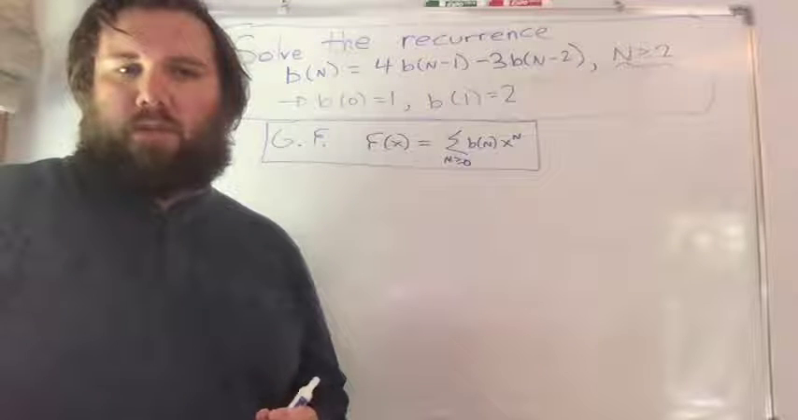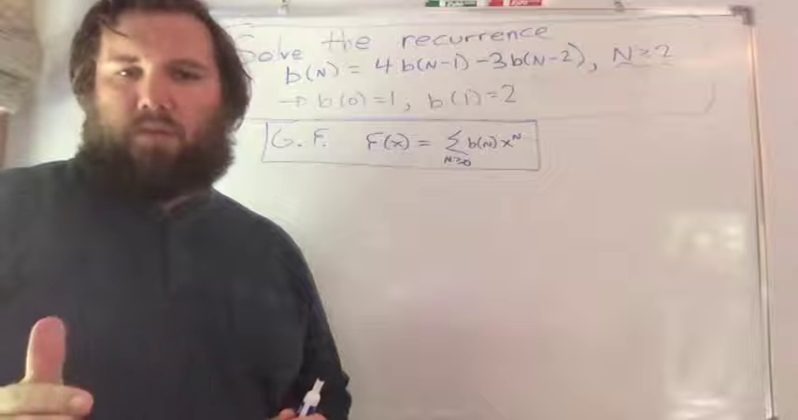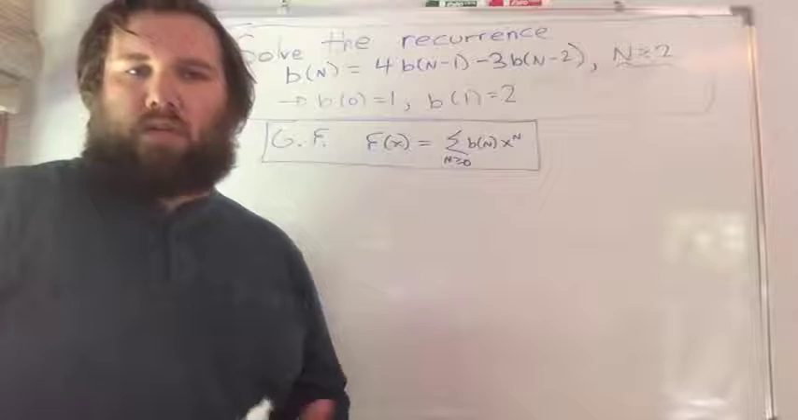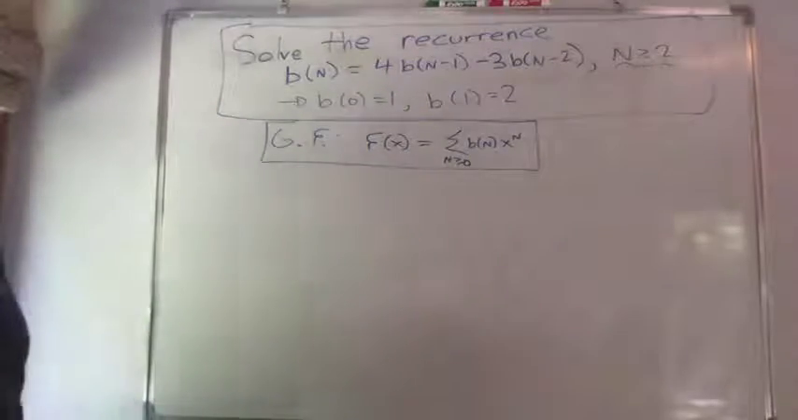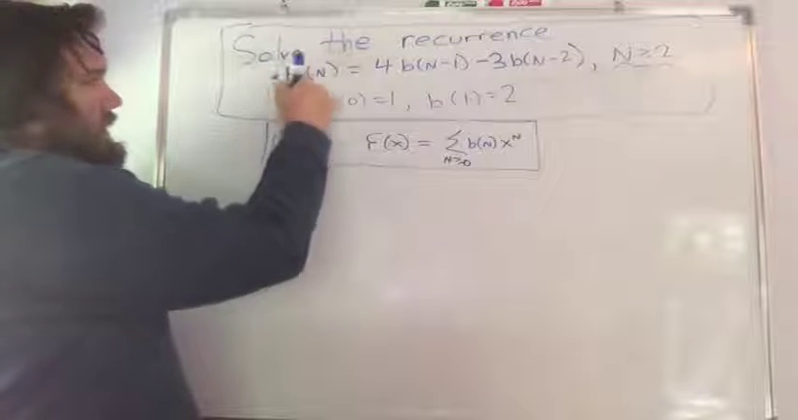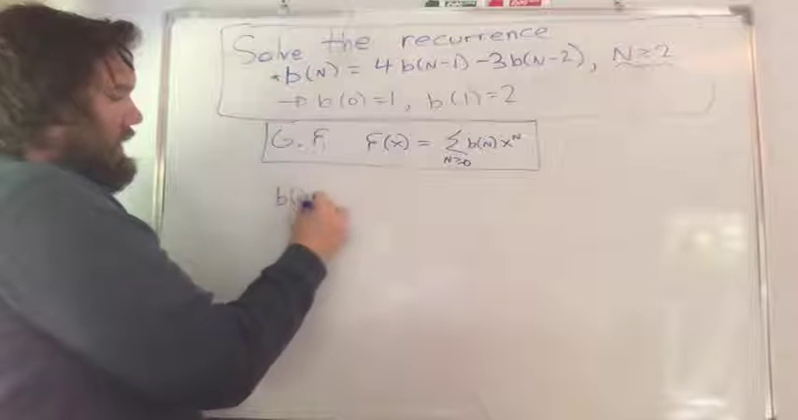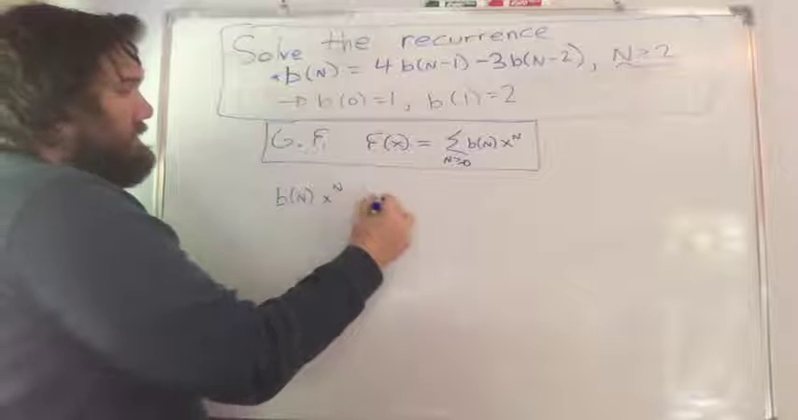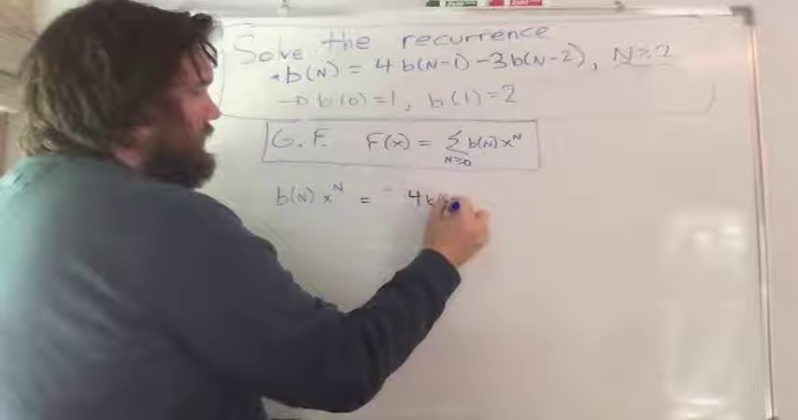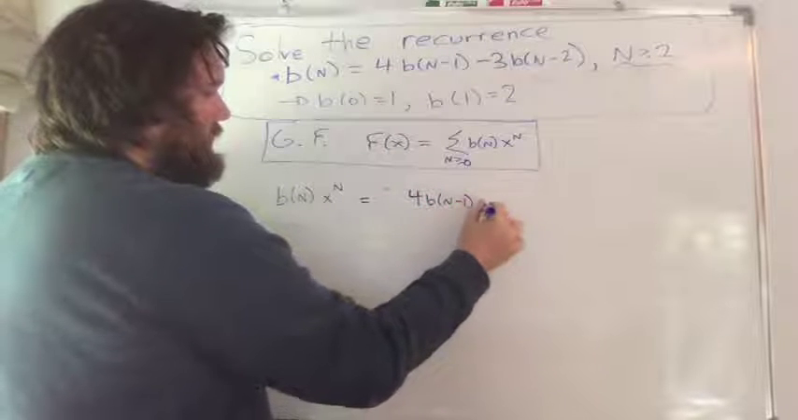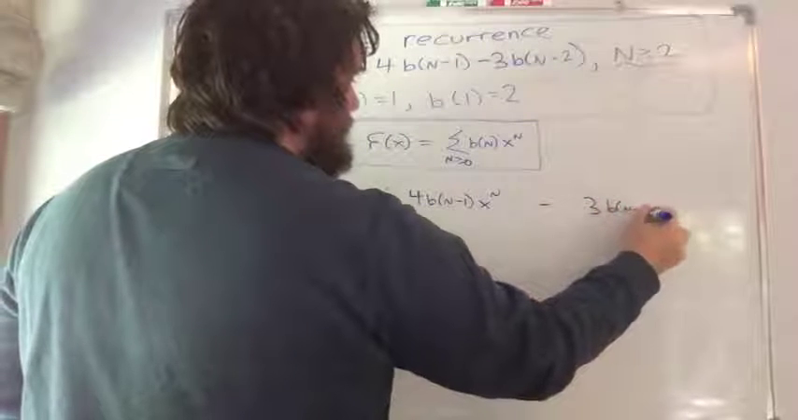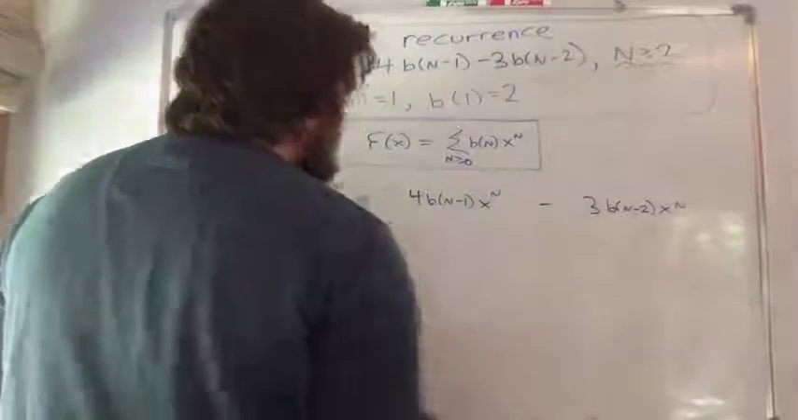I'm going to make some other videos where we'll go through the algebra step by step if you need those, but just to not get too bogged down in it, I'm going to skip some algebraic steps as I solve this. So what I'm going to do is take this equation and take each of the terms and multiply it by x to the n. And so I end up with b of n x to the n is 4 times b of n minus 1 x to the n minus 3 b of n minus 2 x to the n.